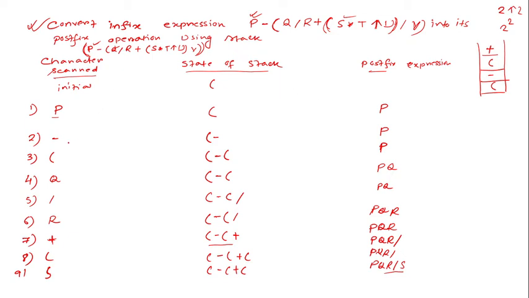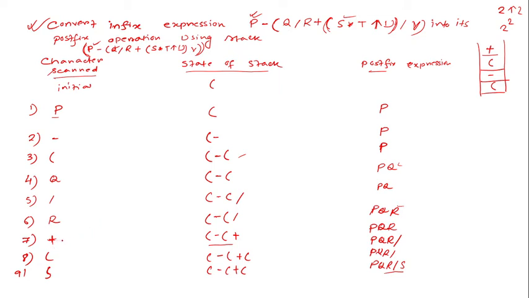Now minus is the operator, so it can be stored in the stack, bracket then minus. After that p can be stored in the postfix expression. Next, a first bracket, so this bracket can be inside the stack, and then q can be here. After that we have a division operation, so you can store this division operator in the stack, and the postfix expression is pq. Next, r can be stored here.